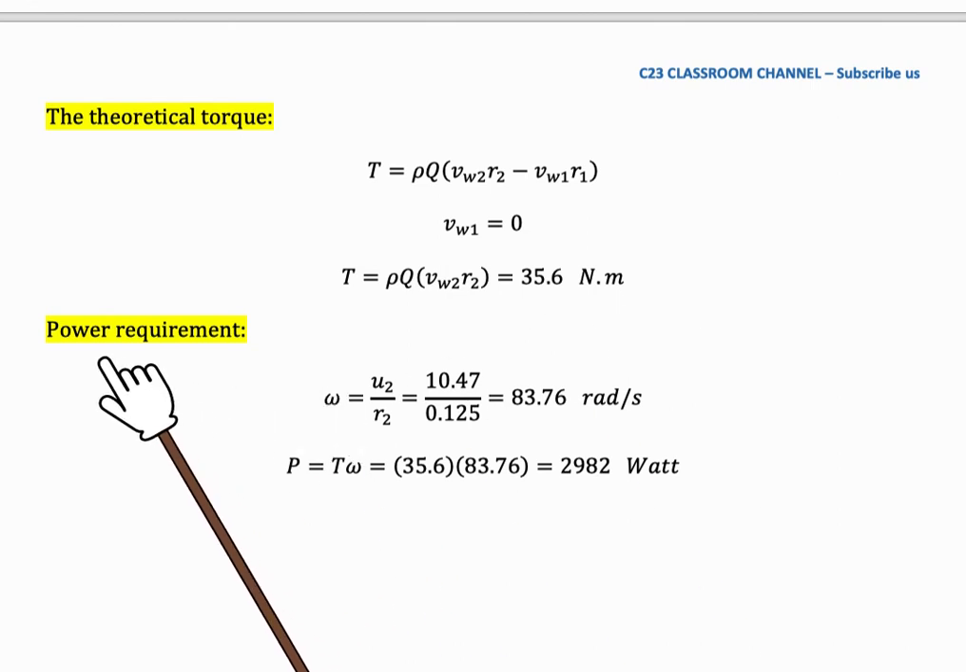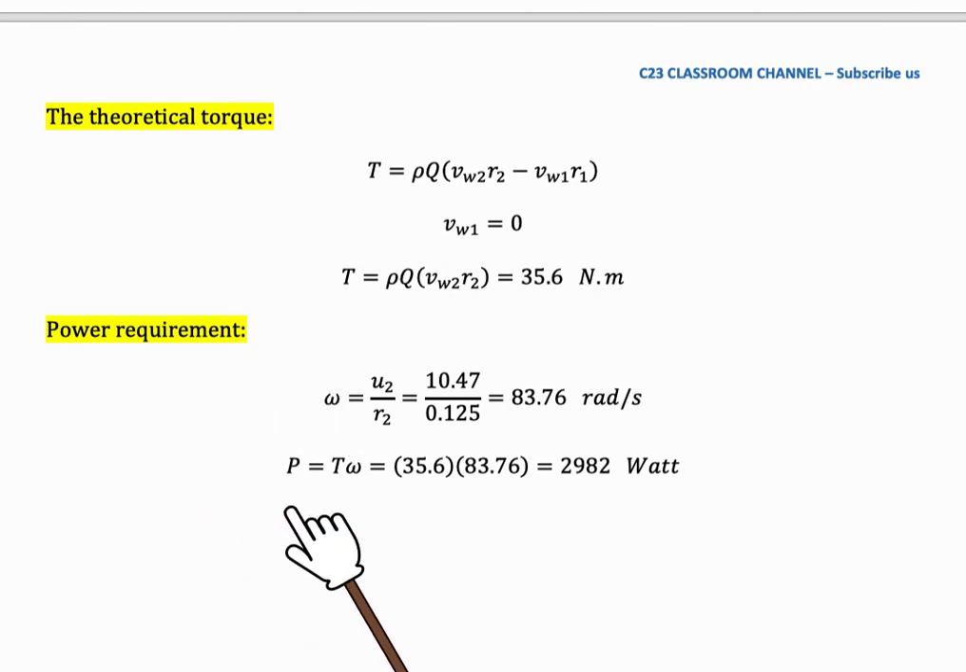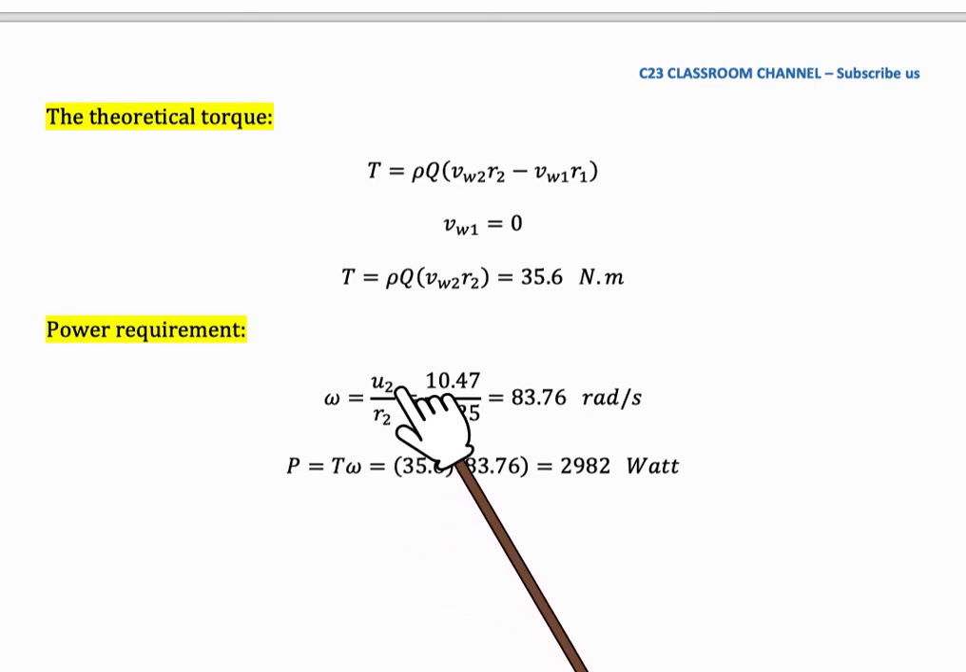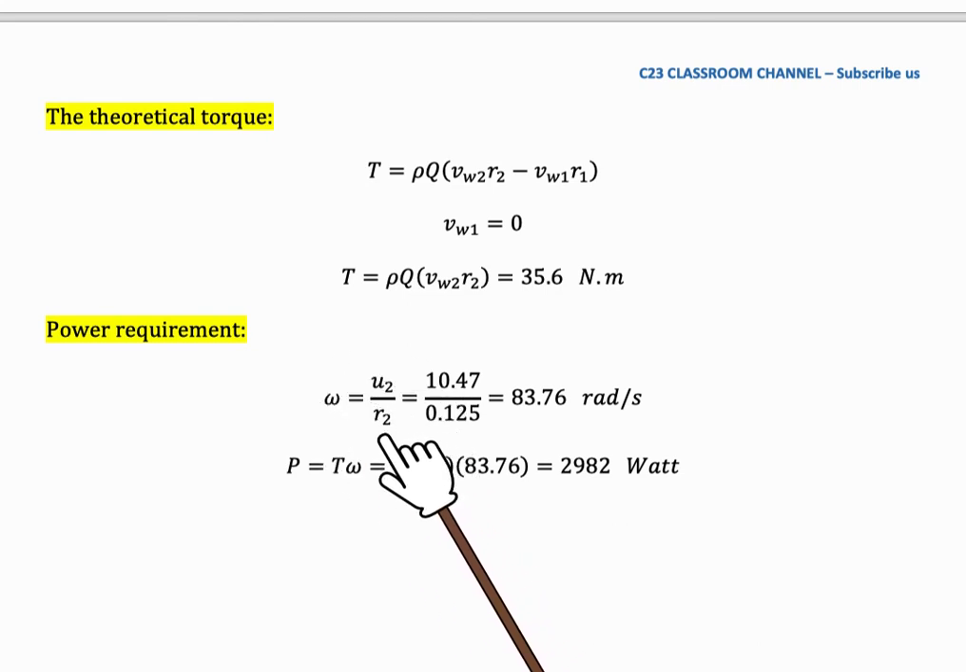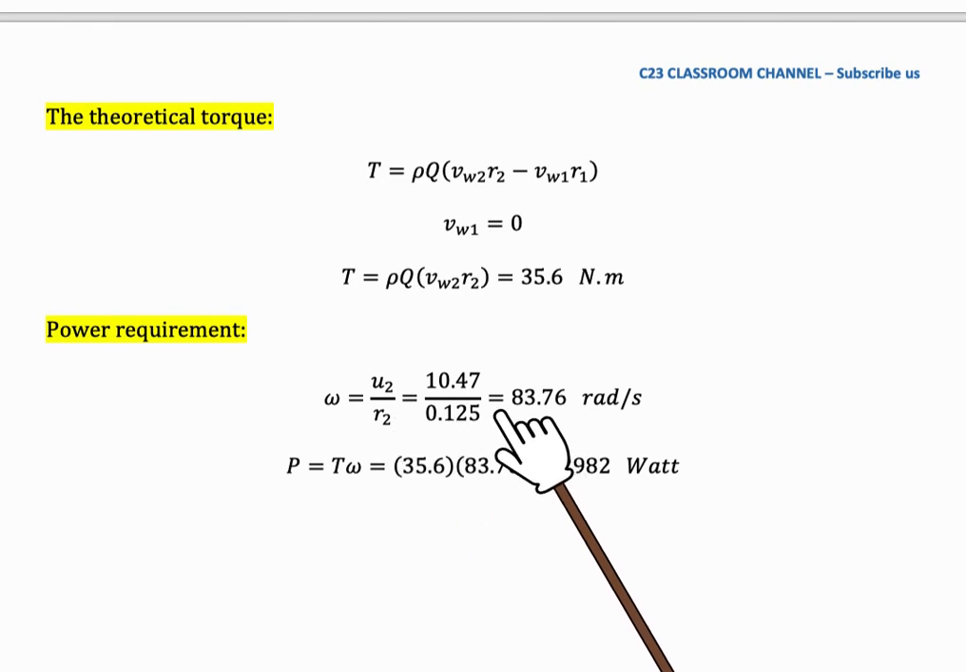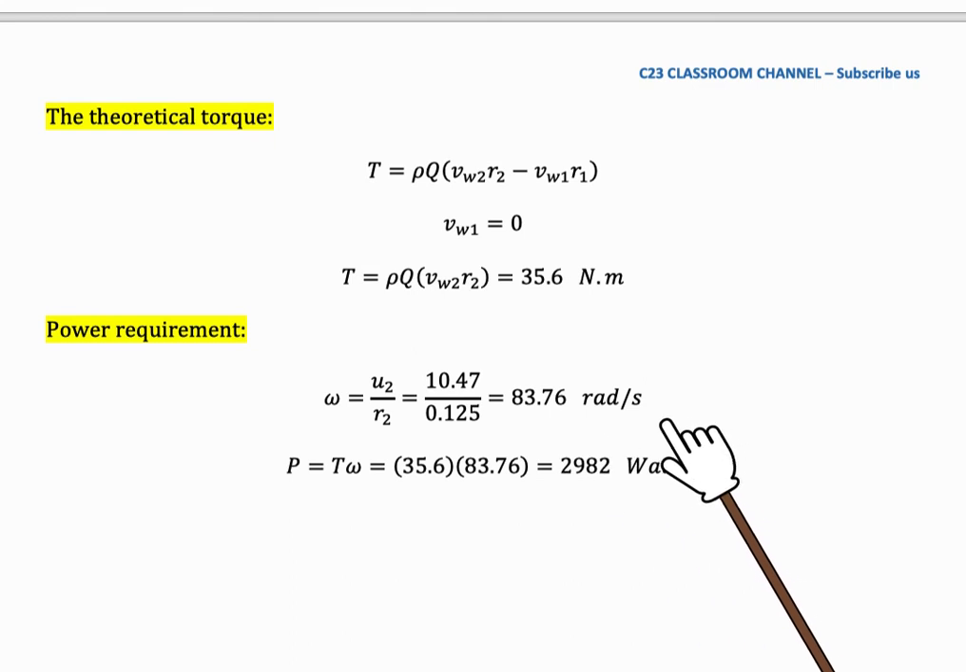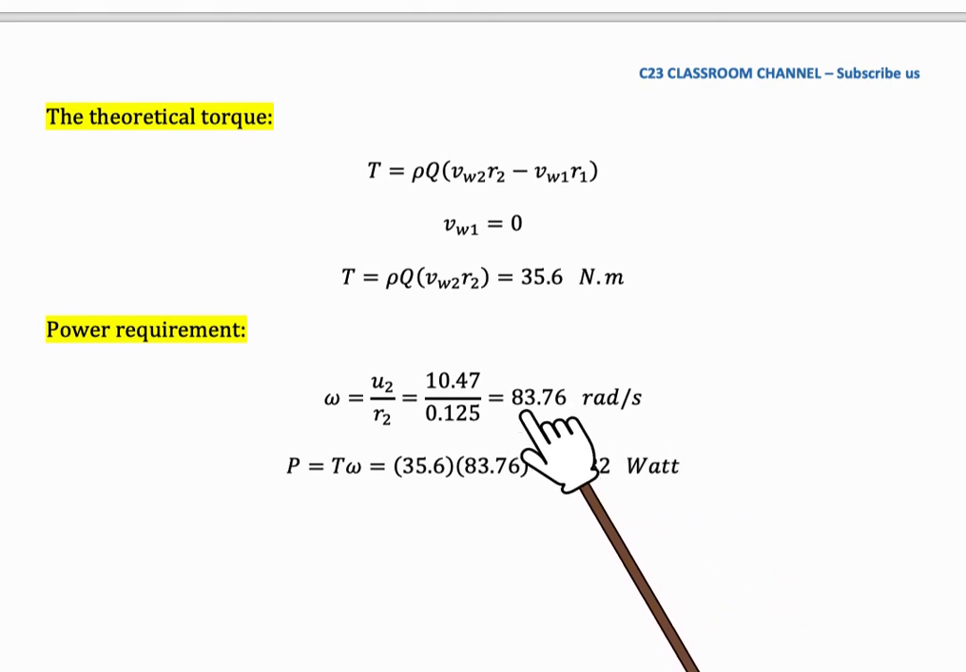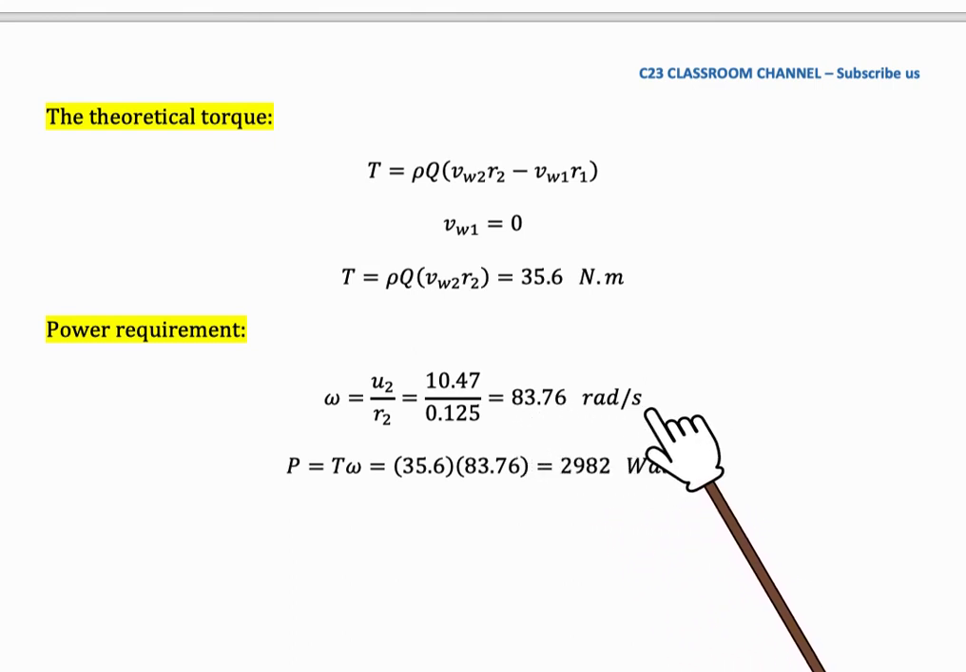Finally, we need to calculate the power requirement. Power can be calculated by multiplying torque and omega. Omega can be calculated using this equation, U over R. In this situation, I would like to use U2 over R2. We substitute all the values, and we calculate omega is equal to 83.76 radians per second.